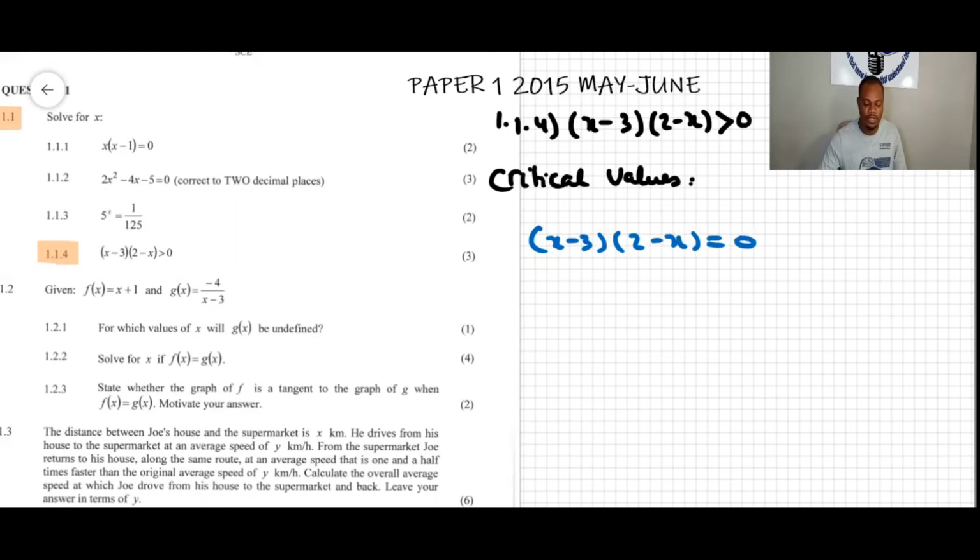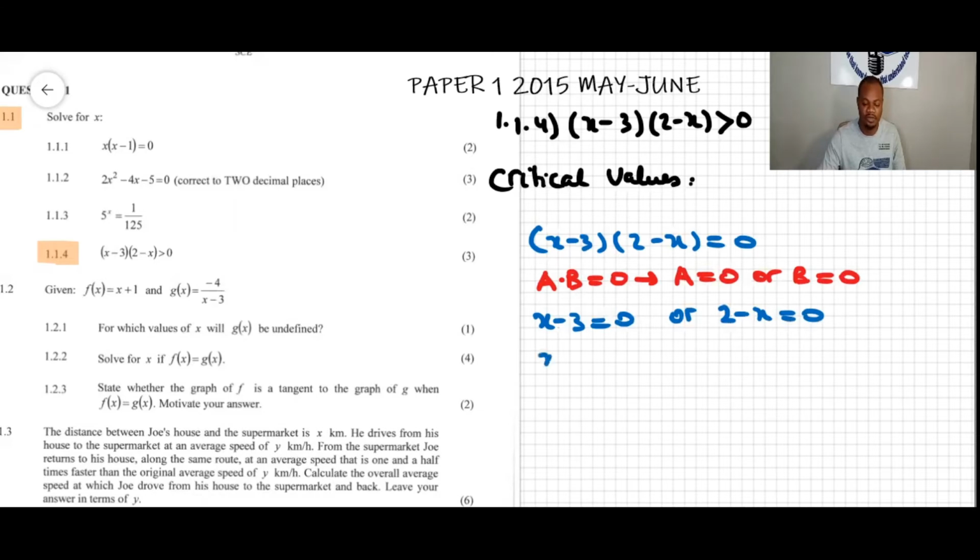Now, according to the property that says a times b equal to 0 implies that a equals 0 or b equals 0, we set x minus 3 equal to 0 or 2 minus x equal to 0. Over here, if I move the 3 to the other side of the equal sign, x equals 3, or if I move the x over, x is equal to 2.